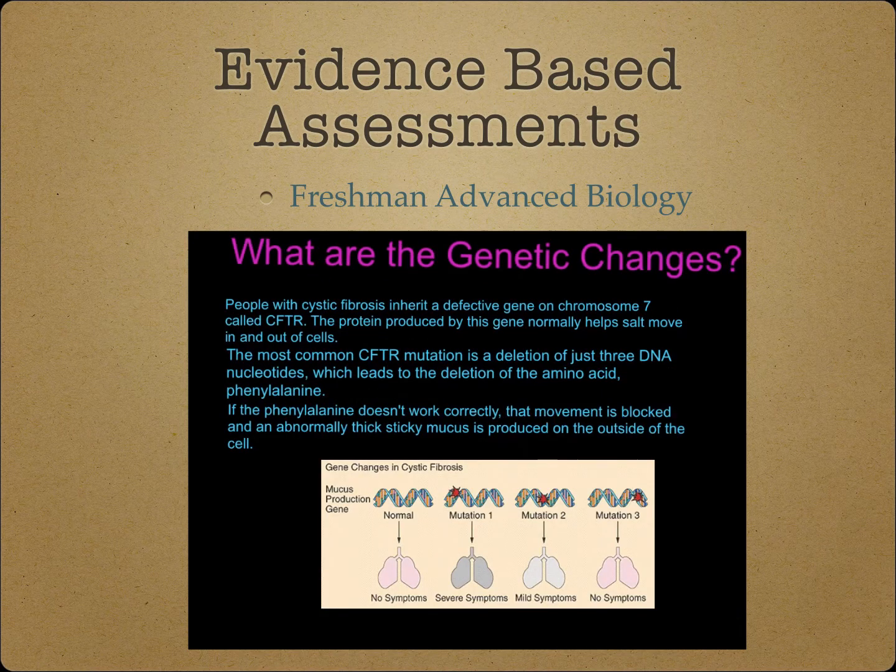People with cystic fibrosis inherit a defective gene on chromosome 7 called CFTR. The protein produced by this gene normally helps salt move in and out of the cells. The most common CFTR mutation is a deletion of 3 DNA nucleotides, which leads to deletion of an amino acid. If the amino acid does not work correctly, that movement is blocked by an abnormally thick, sticky mucus that is produced on the outside of the cell. This chart shows what a normal one looks like and the mutations shown in the other ones.